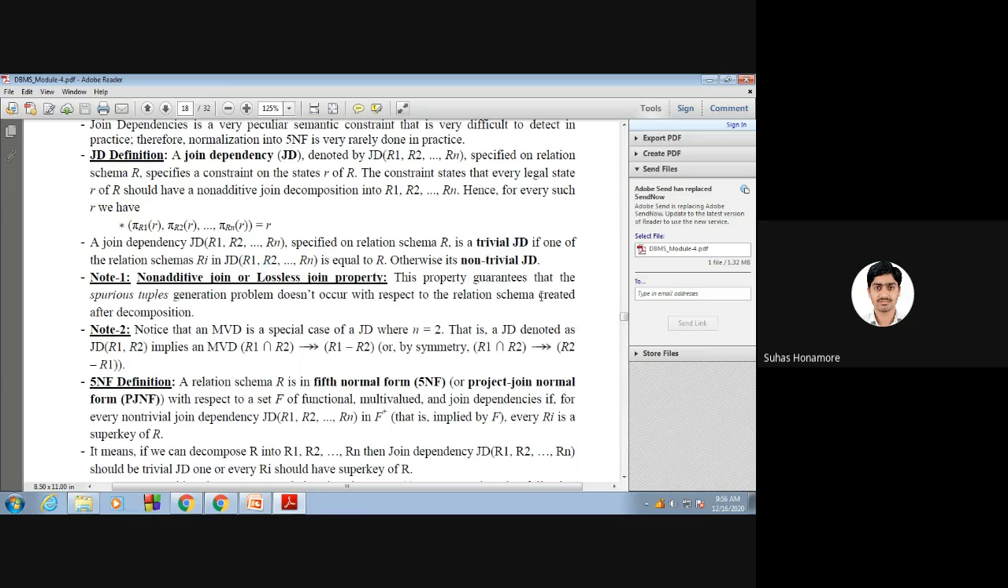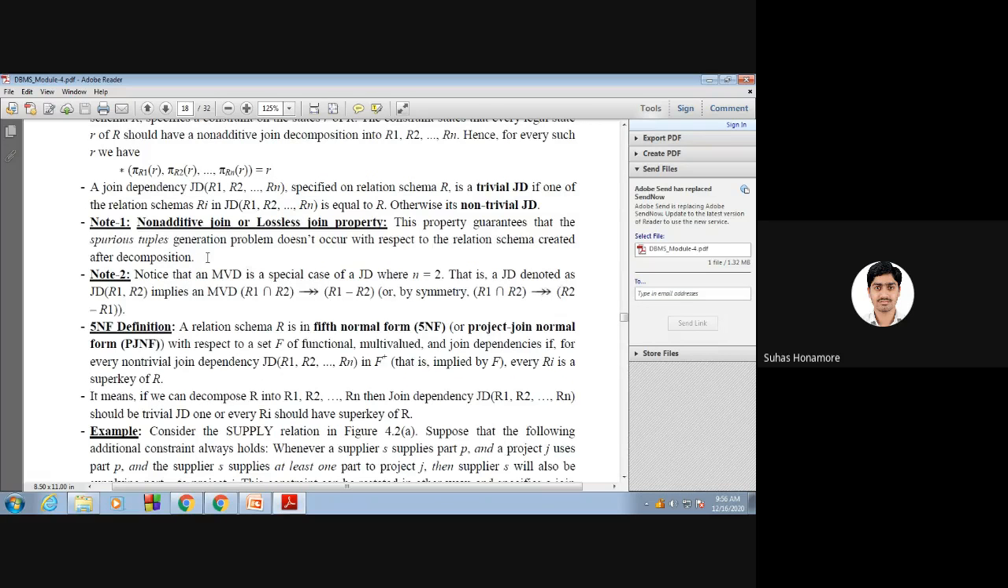Now we'll see the non-additive join property, and lossless join. Both mean the same thing; there are just two names. Non-additive join means that whenever you do the join operation, you should not get extra tuples. Lossless means that when you do your join, you should not lose any of the tuples. So this is the property: you should not get spurious tuples, or lose any of the tuples after decomposition. In detail, how to maintain this we'll study; for that we have an algorithm also.